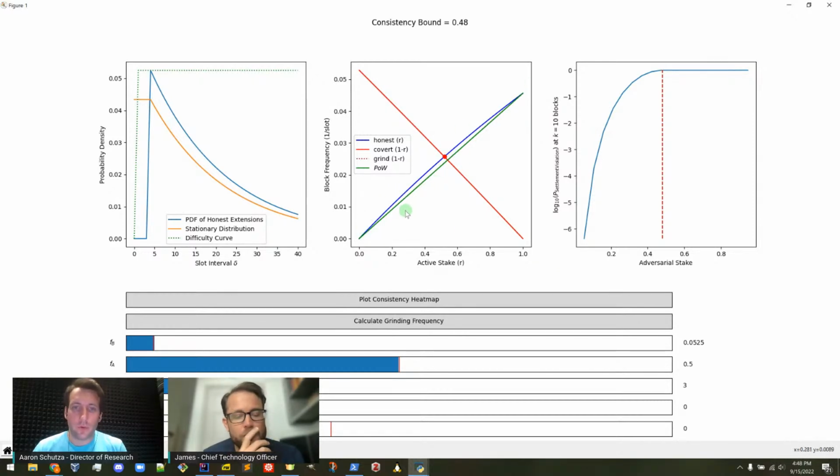I think what I was referring to is the nonlinearity here. You can see how the blue trend is just exceeding the green trend a little bit. That's the nonlinearity I was referring to. That's present in Ouroboros Praos. Exactly. Oh man, I didn't know this was a stationary distribution. That's cool.